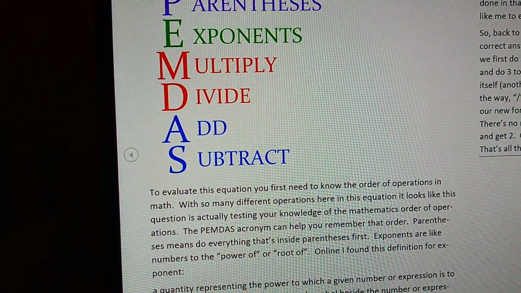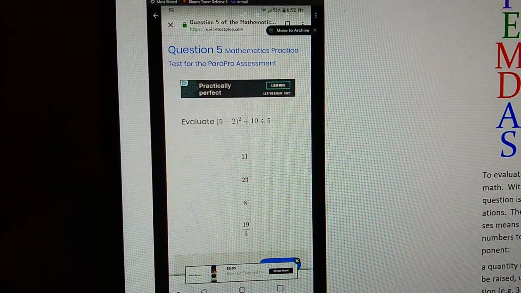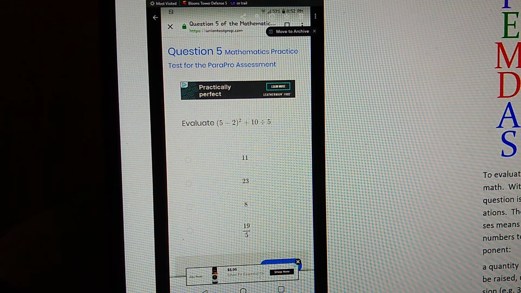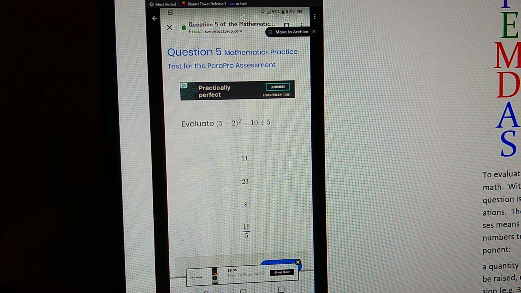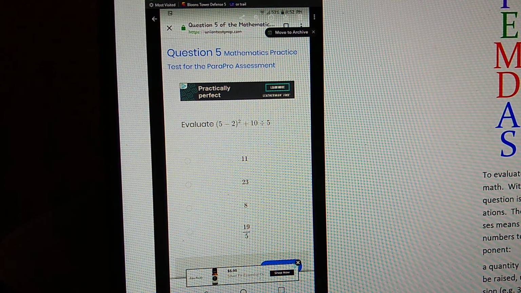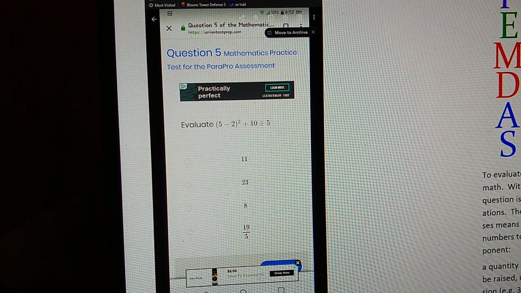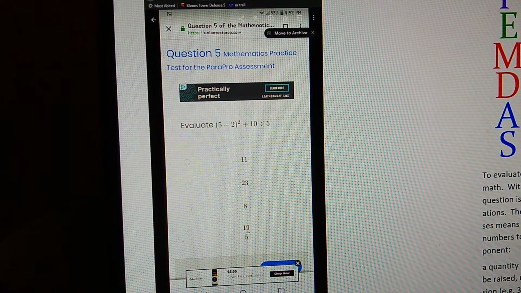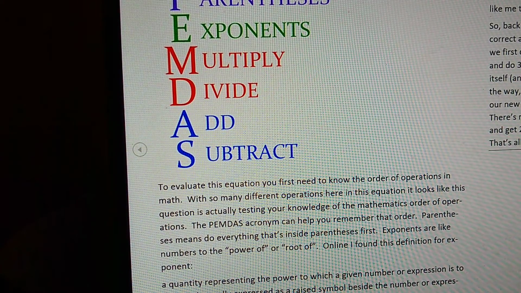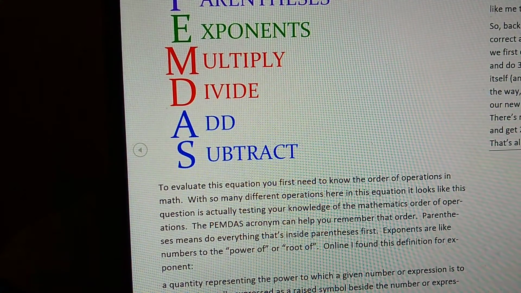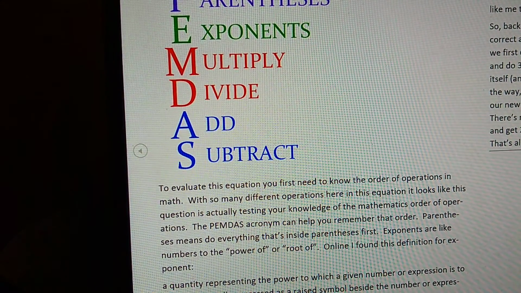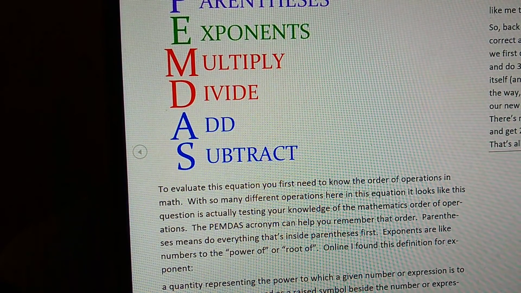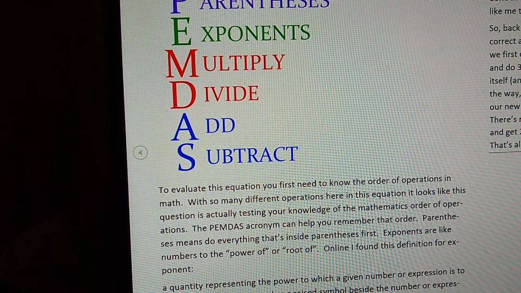And to evaluate this equation, you first need to know the order of operations in math. With so many different operations here in this equation, it looks like this question is actually trying to test your knowledge of the mathematics order of operations. And the PEMDAS acronym can help you remember that order. Parentheses is the P. It means to do everything that's inside parentheses first. Exponents are like numbers to the power of or root of.